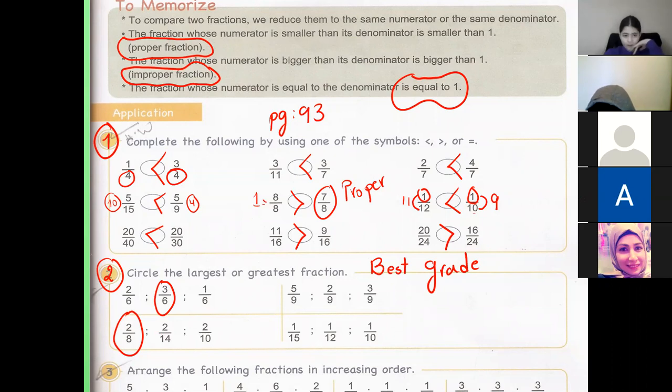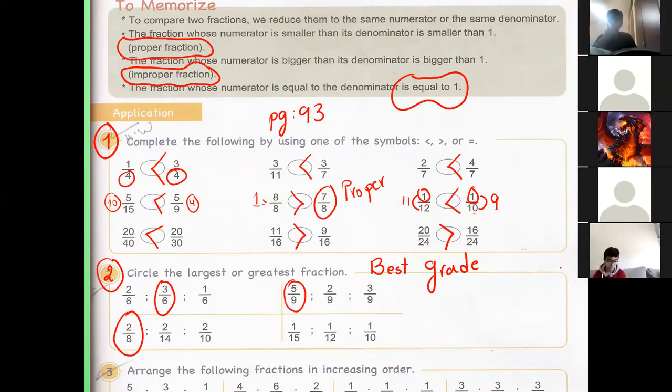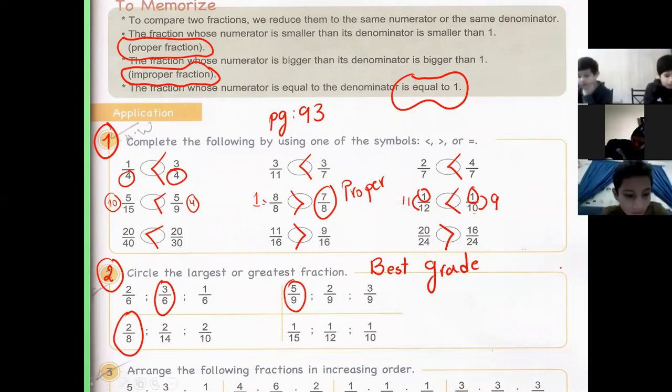Okay, Luna. Come on, Luna. 5 over 9. Why? Because 5 is bigger than 2 and 3. Excellent Luna. Bravo. Proud of you.